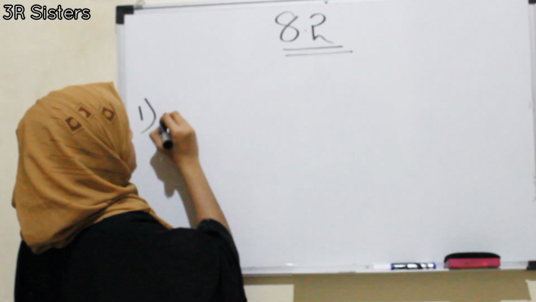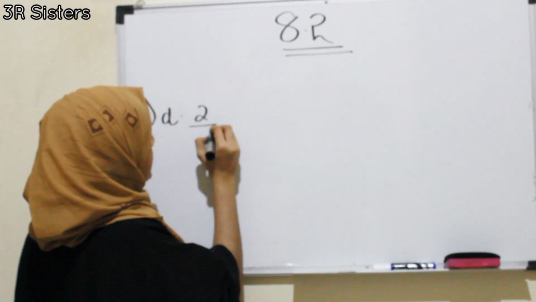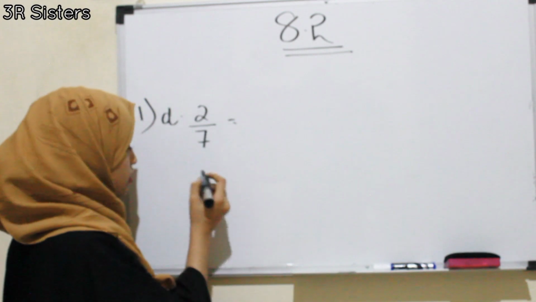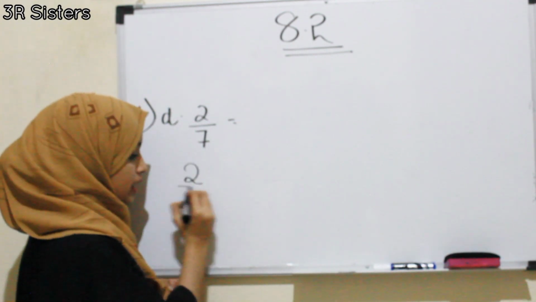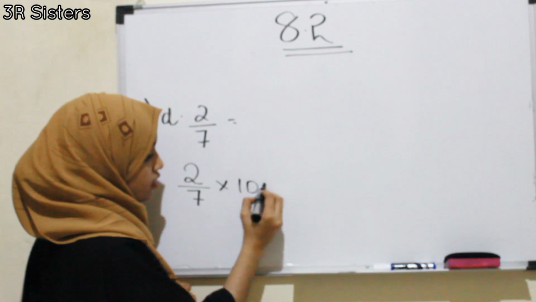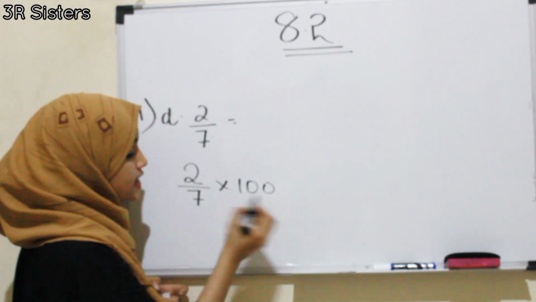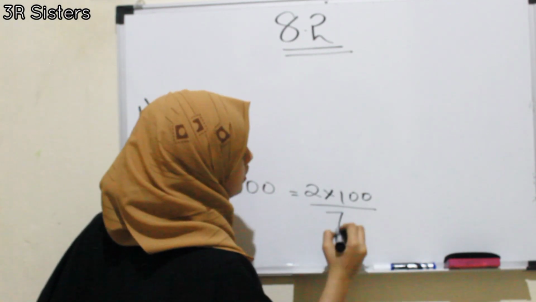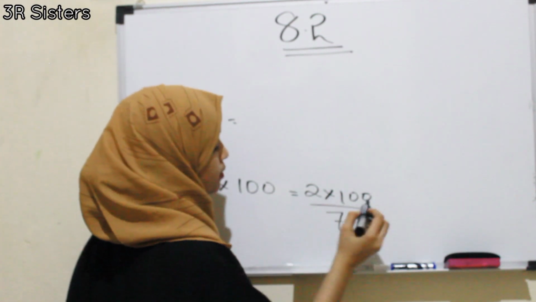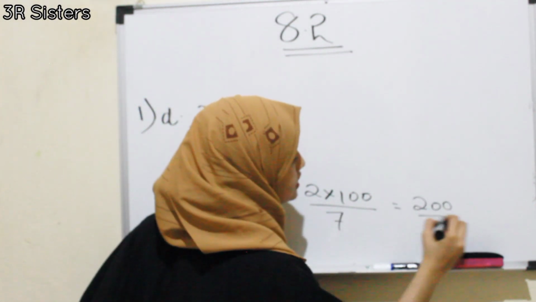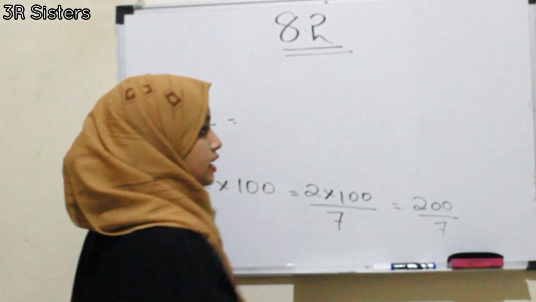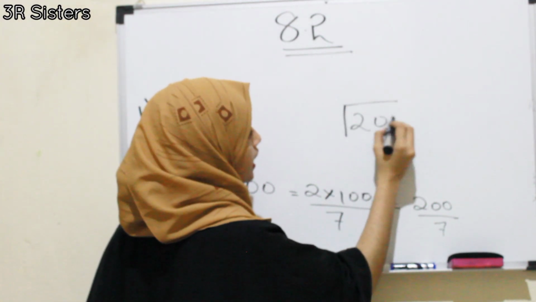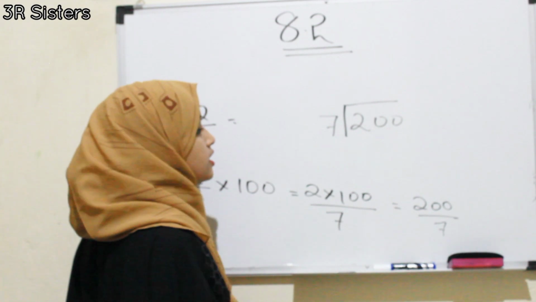So D question is 2 by 7 or 2 upon 7. Now we have to convert it to percentage. How will we convert? First we will write 2 by 7 into 100. 100 comes in the table of 2 but not in 7. So what we will do? 2 into 100 by 7. 7 same denominator but numerator will change. 200 by 7. Now we have to divide it.